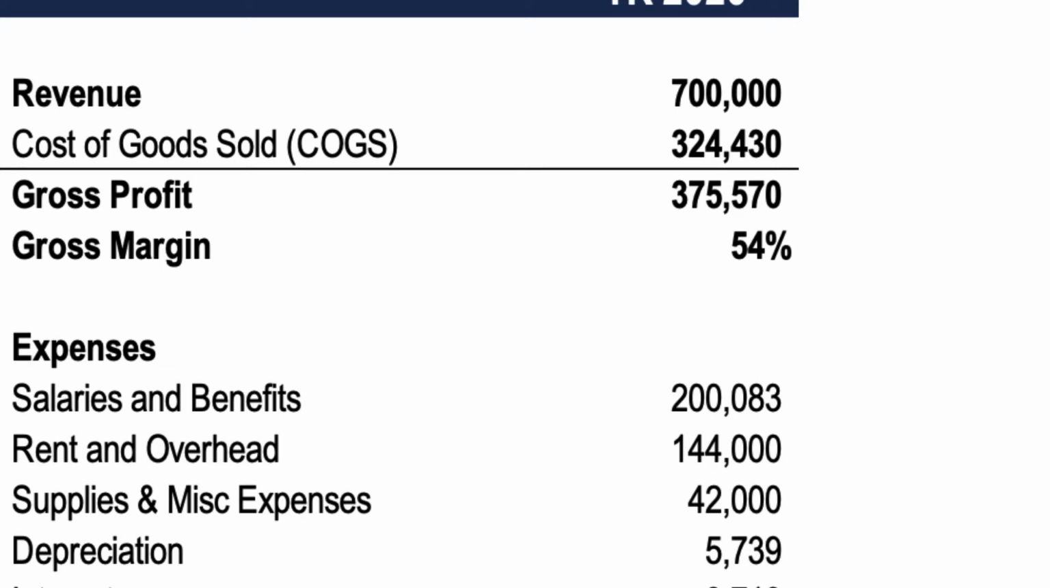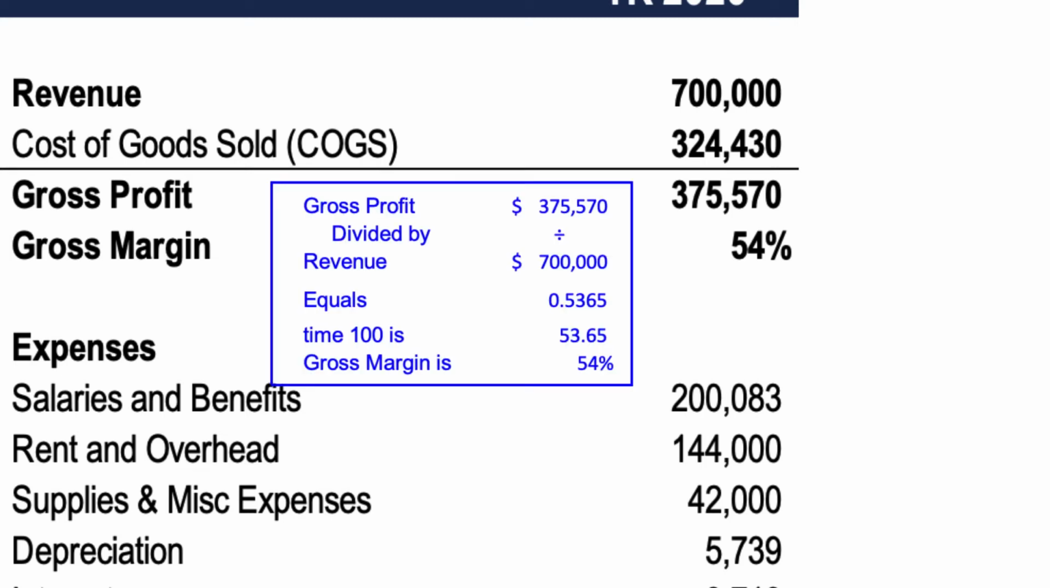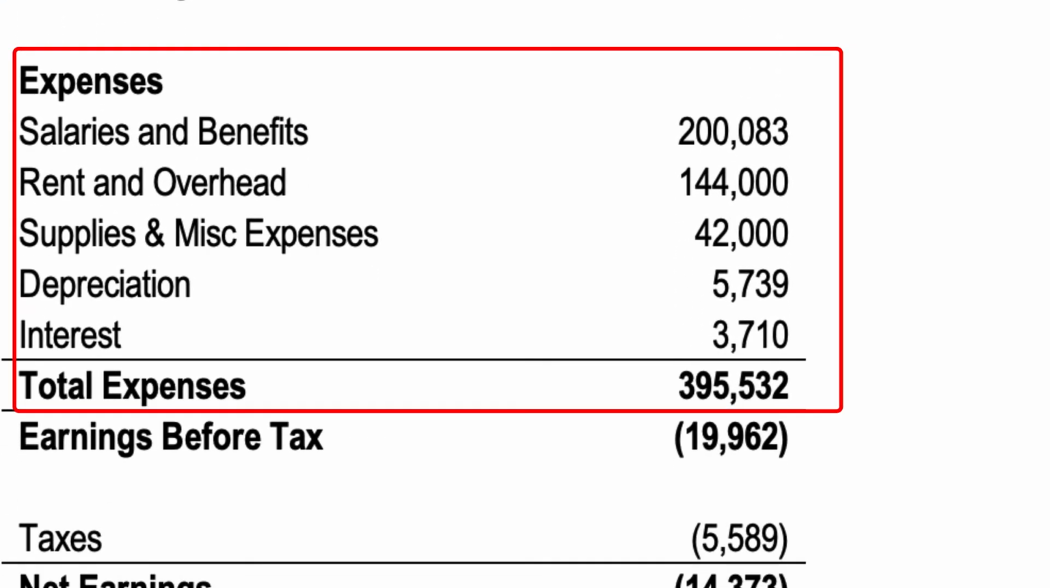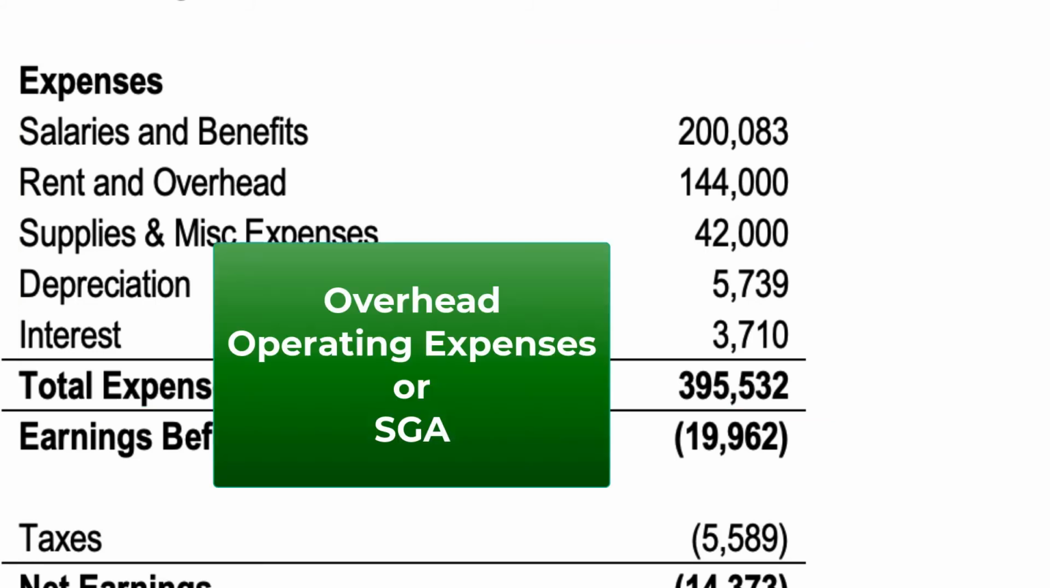The percentage that is shown on the next line is the gross margin percent. The formula for this is simply gross profit divided by the revenue times 100. This is a number that gets a lot of attention and is one of the common measures of how well things are going. The next section is sometimes called the overhead expenses, sometimes operating expenses.